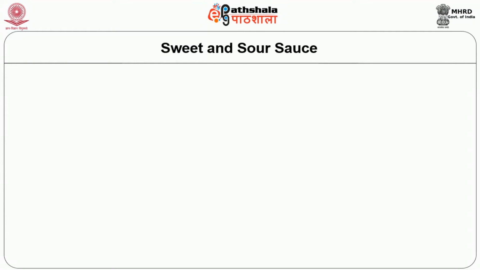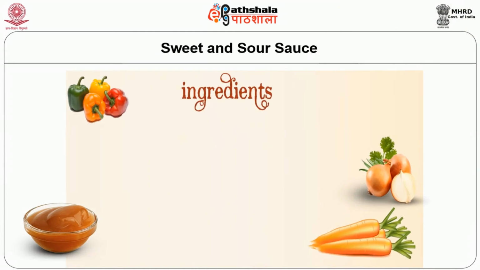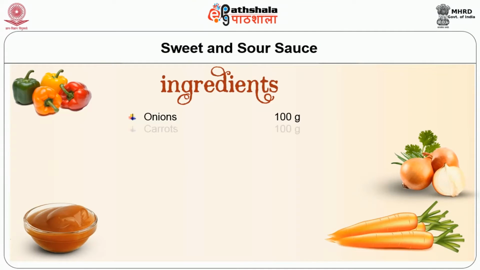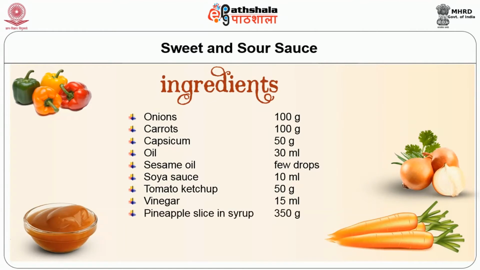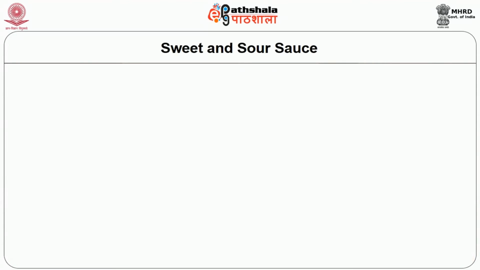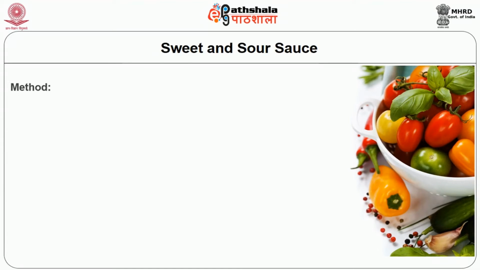One of the popular western sauces based on meat and oil is the Italian sauce. The ingredients used in this kind of thing, like sweet and sour sauce, are onion, carrots, capsicum, oil. If you want, you can add the same oil, soya sauce, tomato ketchup, vinegar, pineapple slice in a syrup, that is a preserved pineapple, and corn flour. The steps to be followed in making the sauce are as follows.